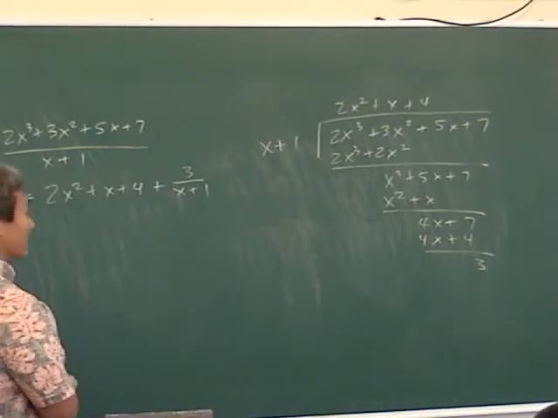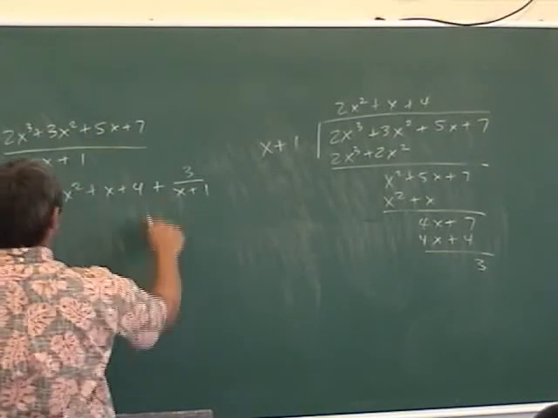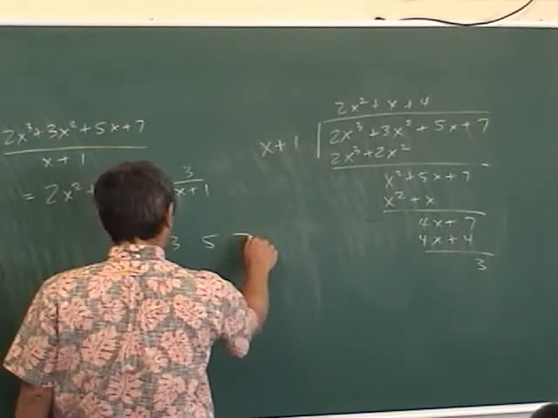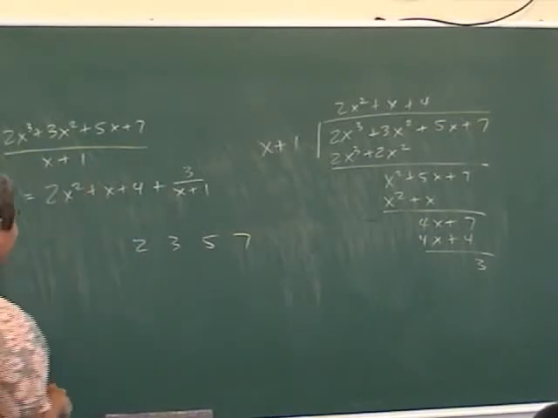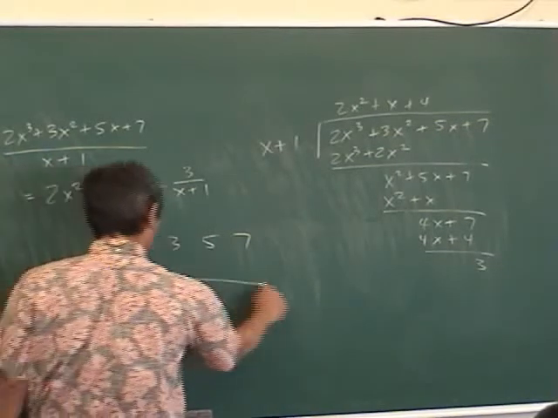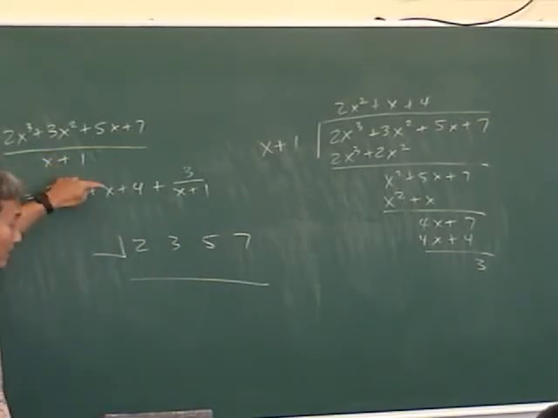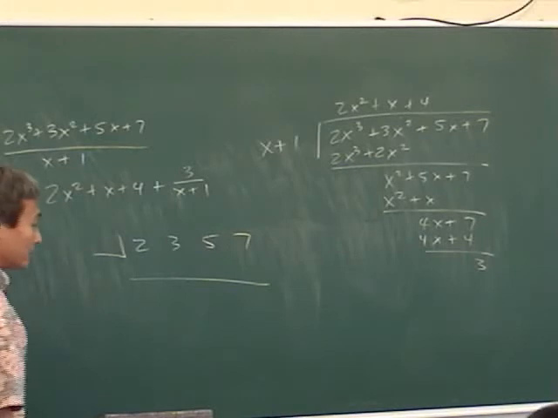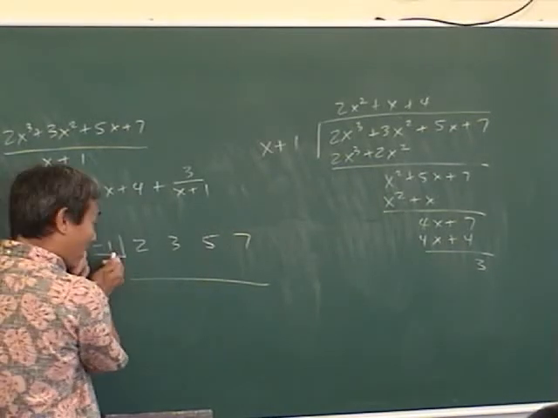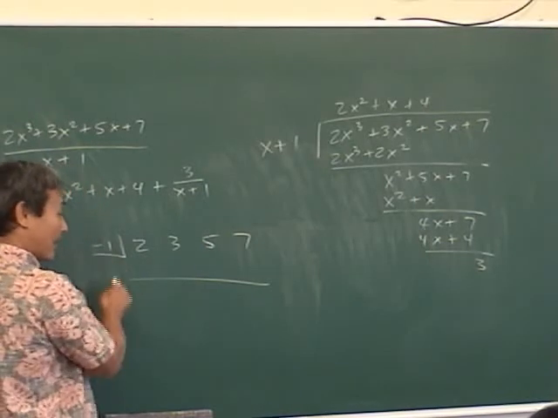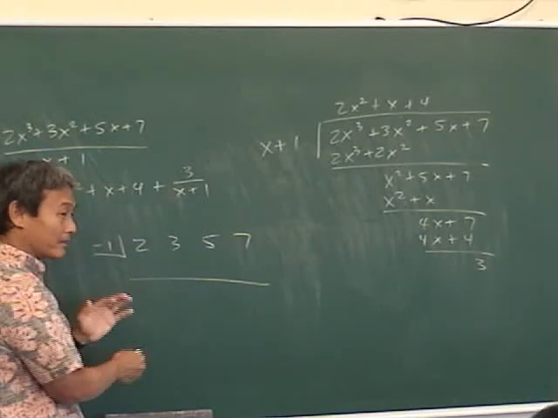What about synthetic division? Now watch what I do. First thing you do is you write down the coefficients of the dividend: 2, 3, 5, 7. If there's no term there, a missing term, you've got to put the 0 in there. You put the box. Now what number do I put in the box? If you're going to divide by x plus 1, what number do I put in the box? -1. Whatever number is in the box, you're actually dividing by x minus that number. So x minus -1 is like x plus 1.